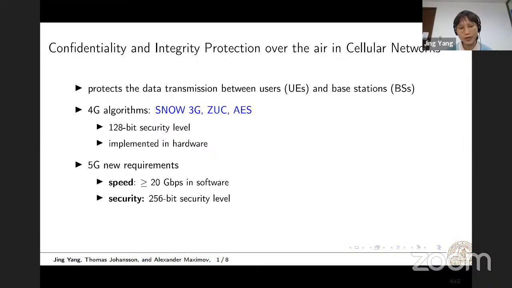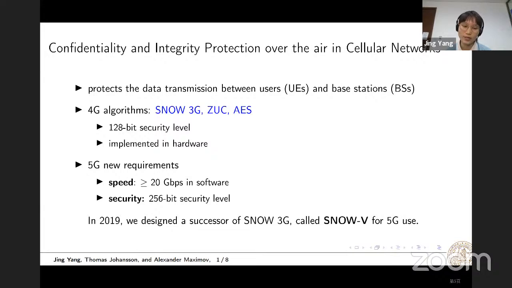Now when we come to 5G, there are some new requirements on these confidentiality and integrity protection algorithms. For example, they should be able to provide a speed of at least 20 gigabits per second in software. Besides, they need to provide a 256-bit security level to resist quantum computing. Based on such motivation, in 2019, we designed a successor of the Snow3G cipher called SnowB for 5G use.